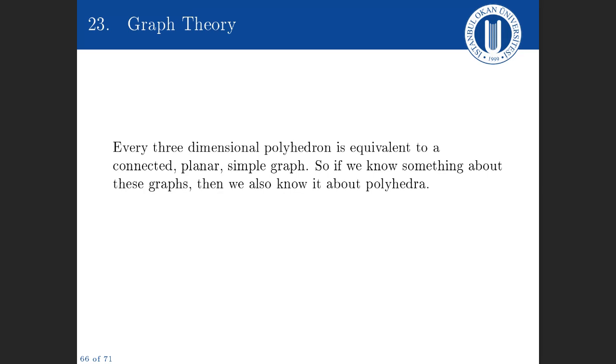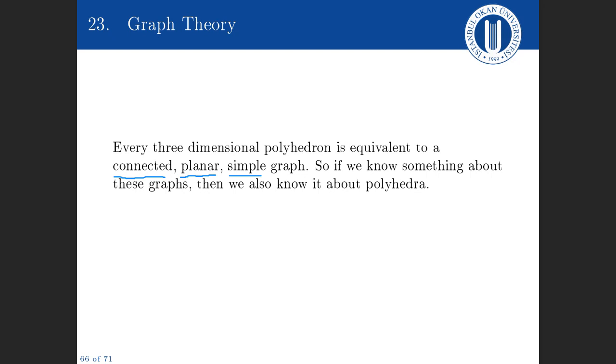Every one of these 3-dimensional polyhedrons is equivalent to a connected planar simple graph. Let me remind you, simple means there's no parallel edges and there are no loops. Planar means we can draw it on a piece of paper without any intersecting edges. None of the edges cross over. And connected means that we can walk between any 2 vertices.